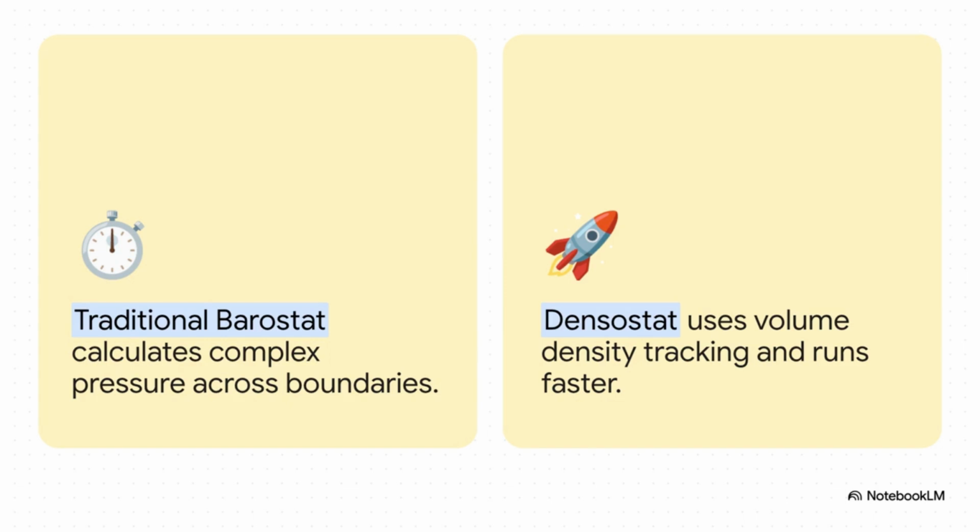YASARA introduces a really cool alternative, the densostat. Instead of calculating the complex pressure of atoms physically bouncing off the walls, YASARA just looks at how crowded the room is. If the scalar, volume-based density is right, well, the pressure is generally right too. By swapping out heavy pressure metrics for this streamlined density tracking, the entire simulation runs about 8% faster. And let me tell you, every single percentage point matters when you're simulating billions of molecular interactions.